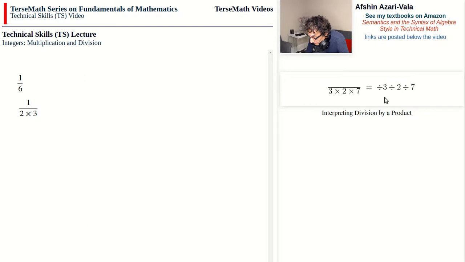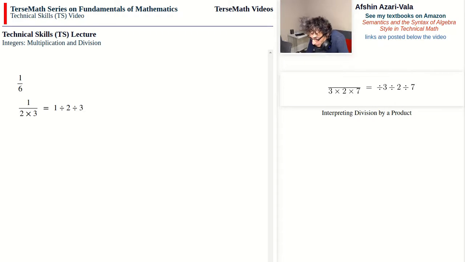Same thing here. If you divide by 3 times 2 times 7, you divide by 3, you divide by 2, you divide by 7. If you divide by 2 times 3, which is divided into 6 parts, then you can divide 1 by 2, take the answer, and then divide by 3. So this expression is the same as 1, then divided by 2, and then divided by 3.